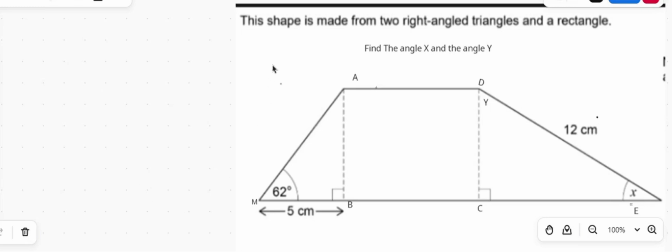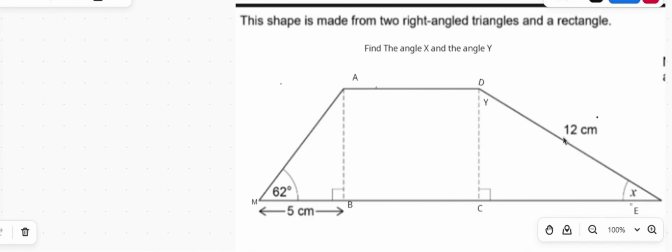Hello, here we have a question that we need to solve. It says this is a shape made of two right angle triangles, which are DCE, as you can see, and ABM, and also a rectangle. And we need to find the angles X and the angle Y.